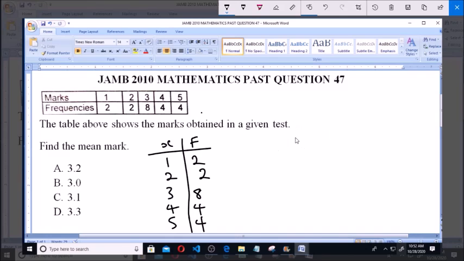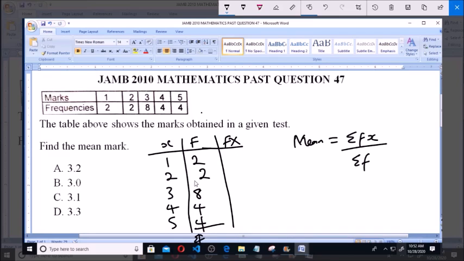Now the formula for finding the mean is given as summation fx all over summation f. So we find summation f first, that is the sum of these frequencies, which is 2 plus 2 plus 8 plus 4 plus 4, and that is equal to 20.